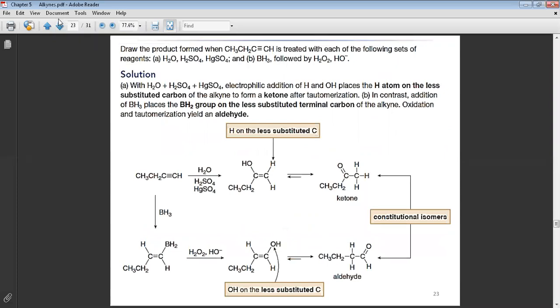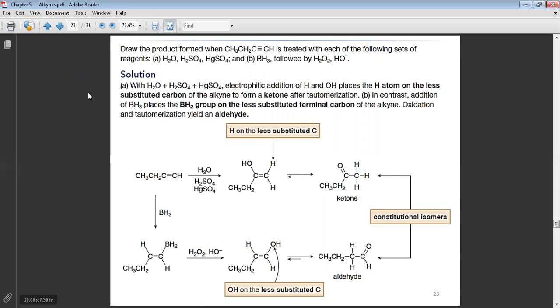Look here. In this example, you have this alkyne. One time it will go to the hydration, and another time to the hydroboration oxidation. What is the difference? You will see the difference. This hydration by using acid is according to the Markovnikov rule. This hydroboration oxidation is opposite to the Markovnikov rule.